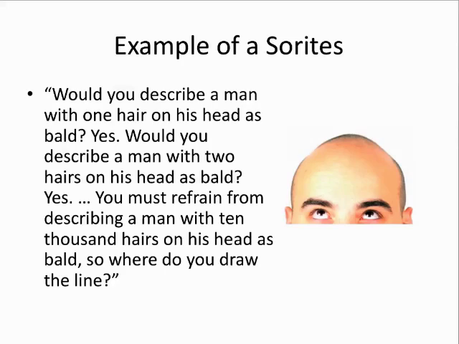Here's another example of a Sorites. Imagine the following argument. Someone says, would you describe a man with 1 hair on his head as bald? Yeah, sure. Would you describe a man with 2 hairs on his head as bald? Yes. 3 hairs? Yes. 4? Of course. But if a man has 10,000 hairs on his head, you wouldn't call him bald, but where do you draw the line? Which added hair makes a man no longer bald?